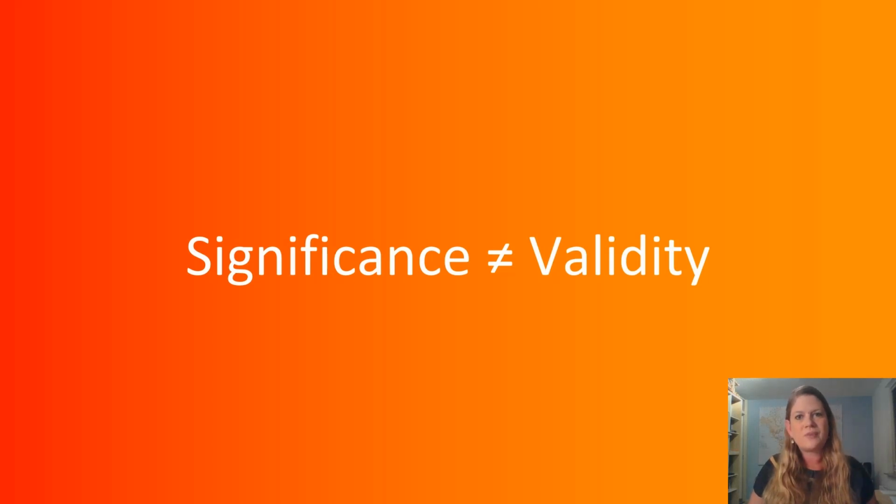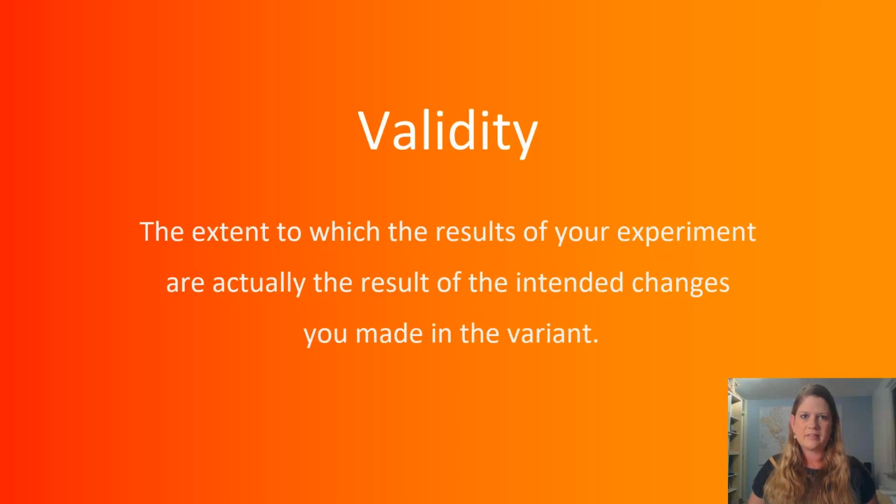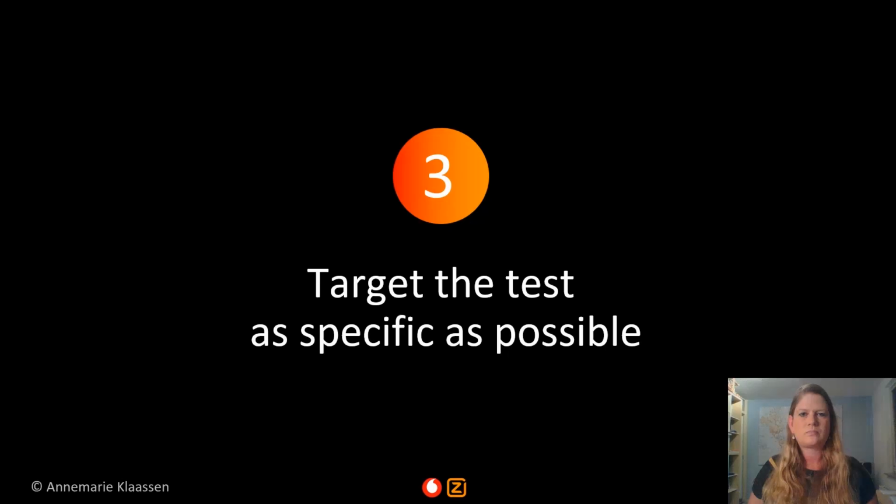But if you have found a winner, does that mean then that you can start celebrating and going up on podia and shouting to your manager that you have found an insane winner? Well, not right away, because significance doesn't actually equal validity. And what do I mean by that? Well, validity is the extent to which the results of your experiments are actually the result of the intended changes you made in a variant and not due to an uncontrolled other factor.